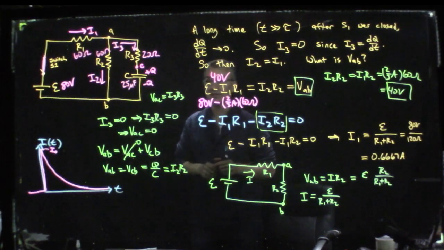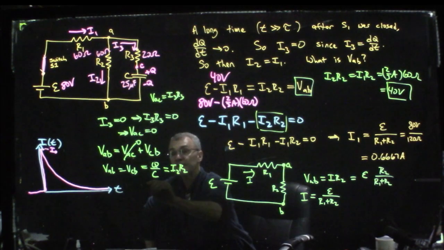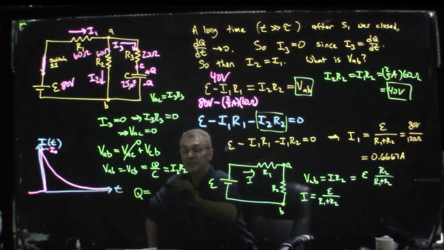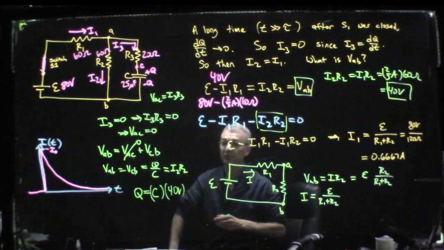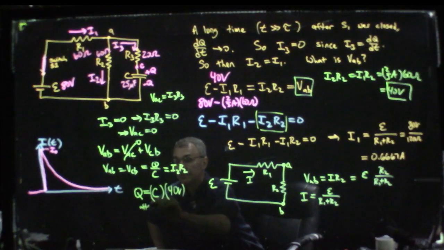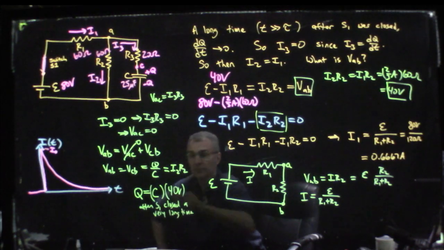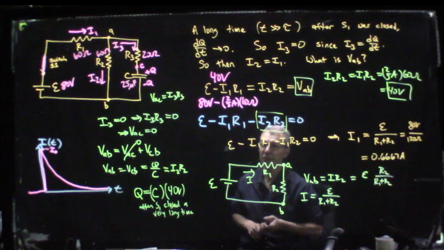So that's super convenient. So that means that we know that the charge after a long time on this capacitor is just the capacitance of the capacitor times 40 volts, which is the battery EMF over 2. This is after S1 closed a very long time. So then the voltage across that capacitor is going to be 40 volts.